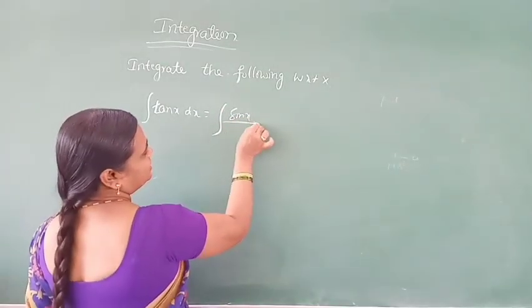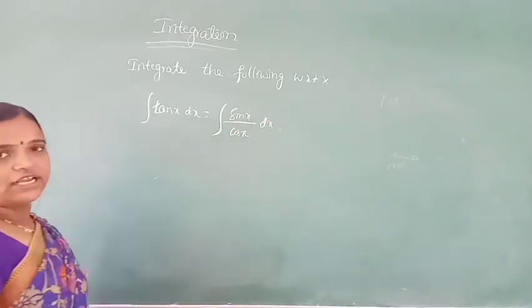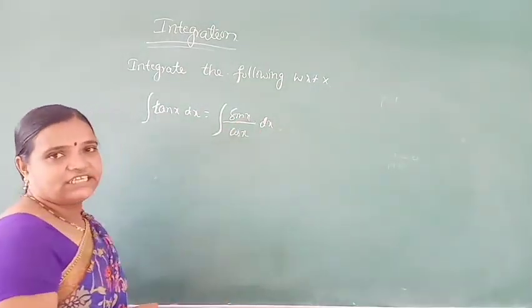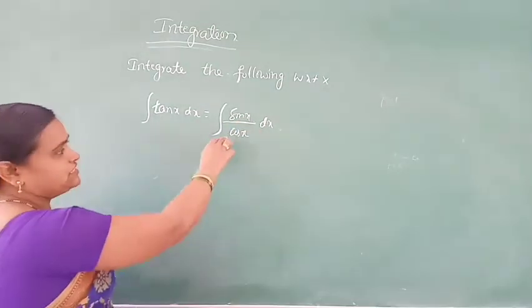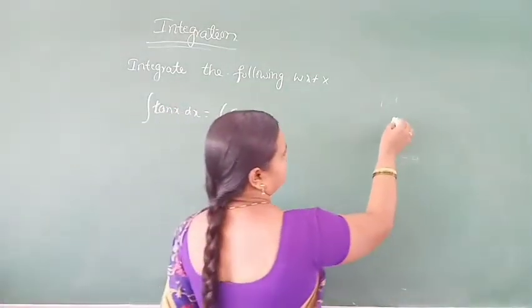Tan means what it is? Sin by cos. Correct. Tan is sin by cos. If you take sin x is t, its differential is what? Cos x. That one is in the denominator. Means we can substitute easily. Put sin x is t.